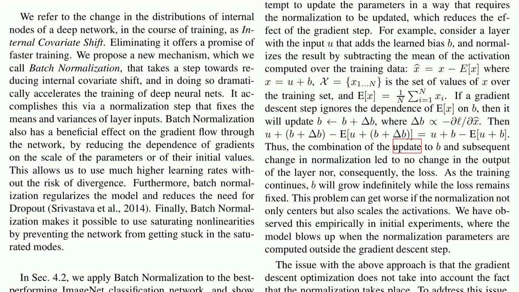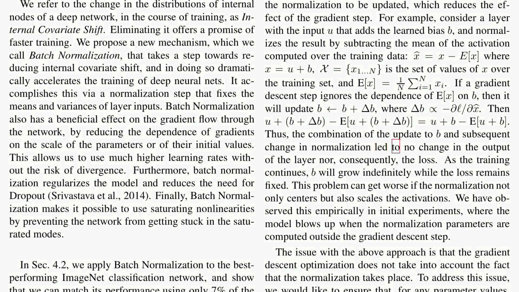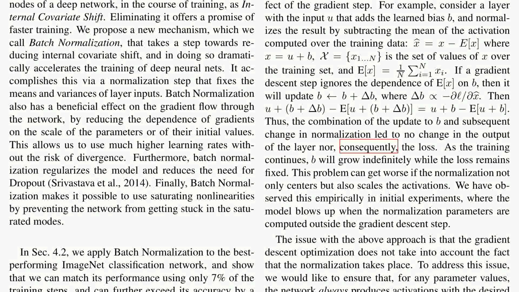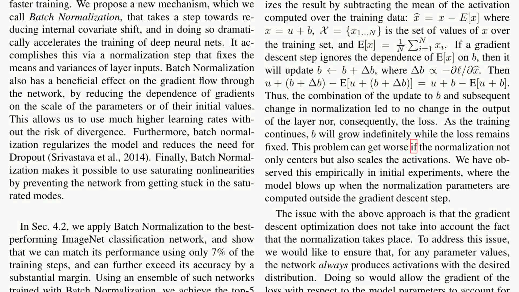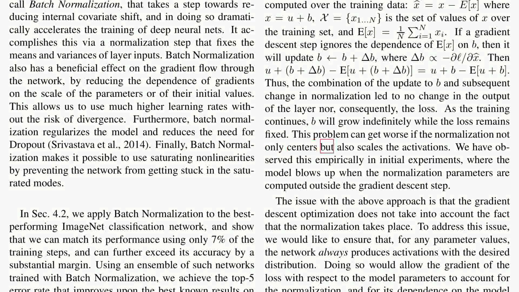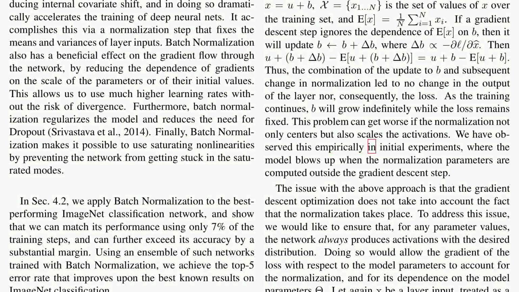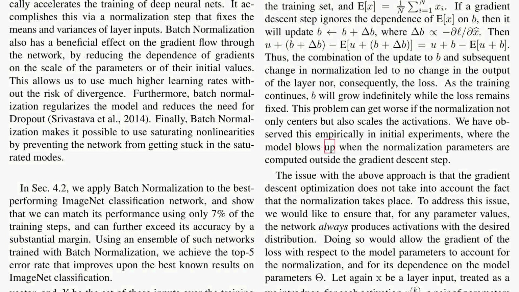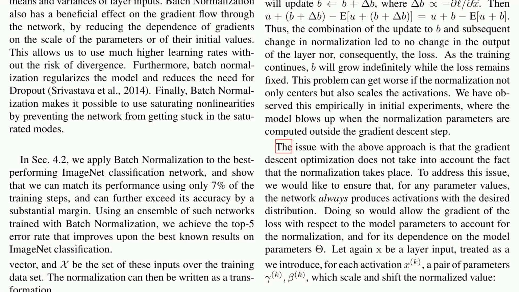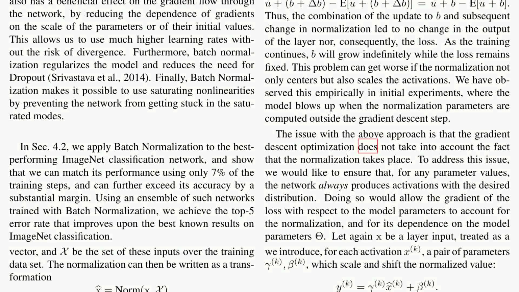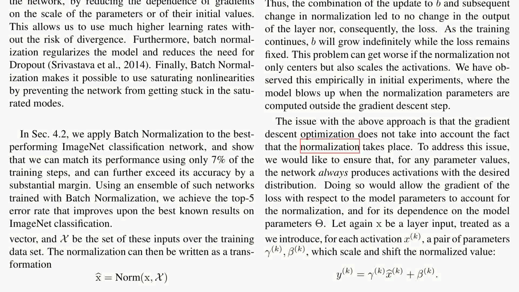Thus, the combination of the update to b and subsequent change in normalization led to no change in the output of the layer nor, consequently, the loss. As the training continues, b will grow indefinitely while the loss remains fixed. This problem can get worse if the normalization not only centers but also scales the activations. We have observed this empirically in initial experiments, where the model blows up when the normalization parameters are computed outside the gradient descent step. The issue with the above approach is that the gradient descent optimization does not take into account the fact that the normalization takes place.